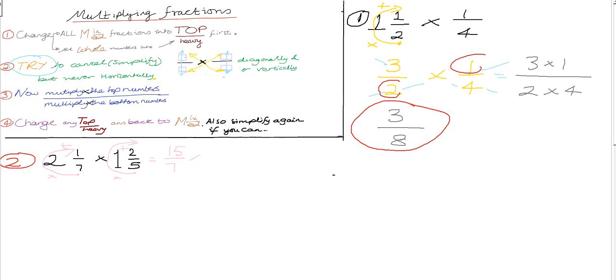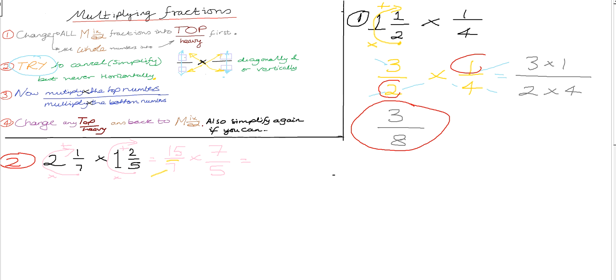Put the times back in. So we have now 5 times by 1 in the second fraction, which is 5. Add 2 is 7, over 5. Now we need to try to cancel diagonally and vertically.